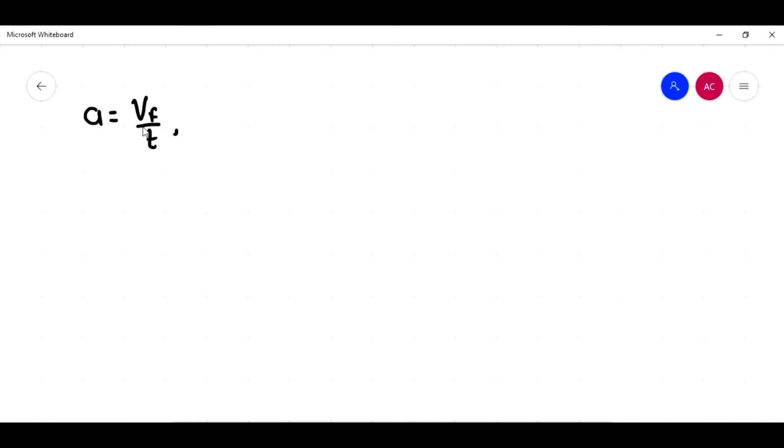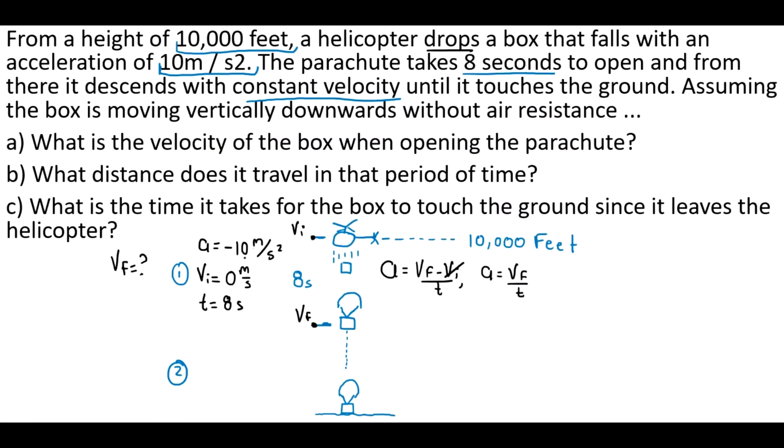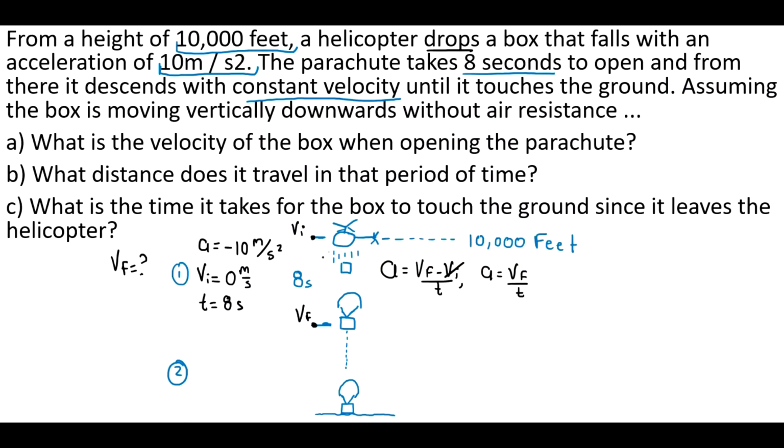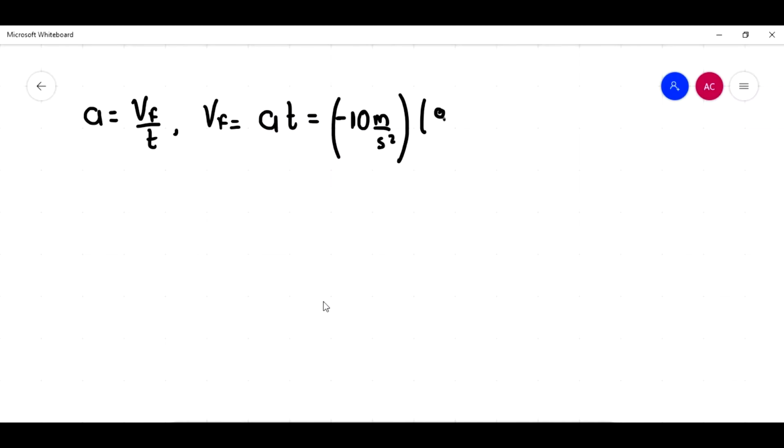So from this one, I'm going to find final velocity. Final velocity equals the value of the acceleration multiplying the time. So I'm going to substitute the value of the acceleration, which is minus 10 meters per second square, multiplied by the time. And the time, as I said before, is going to be 8 seconds, because that's the time where the box has acceleration. So how much is that?